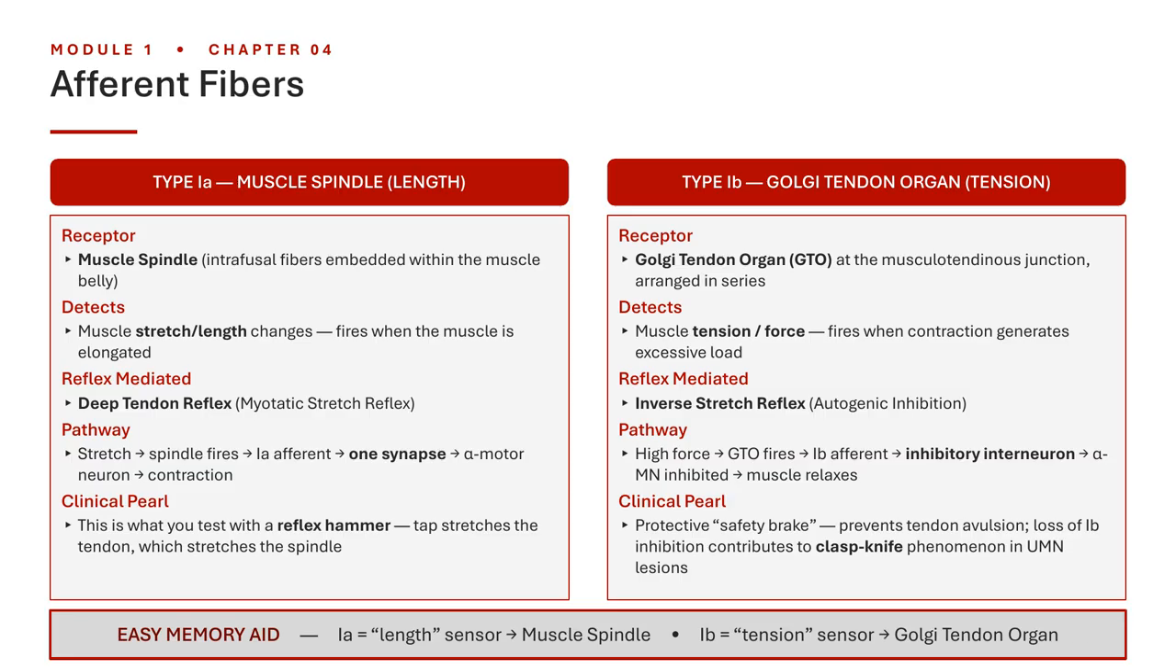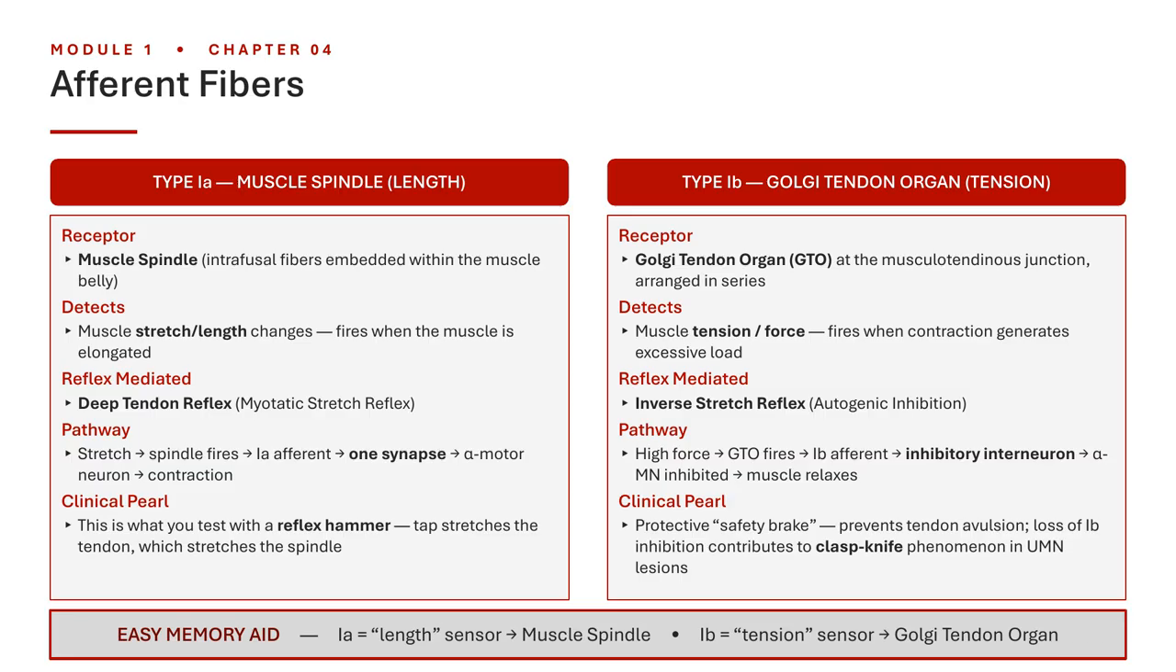The reflex it mediates is the deep tendon reflex, the myotatic stretch reflex. The pathway is direct. Stretch, 1A fires, 1 synapse, alpha motor neuron contracts the muscle. Clinical pearl. This is what you test with a reflex hammer. The tap stretches the tendon, which stretches the spindle, which fires the 1A.